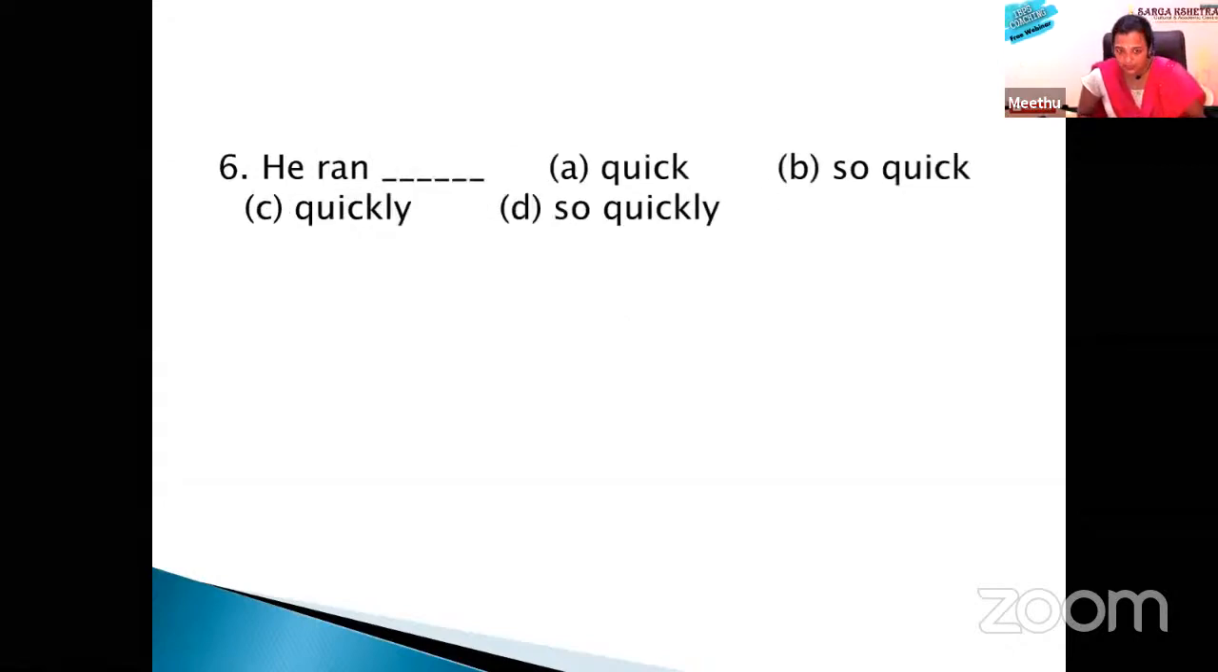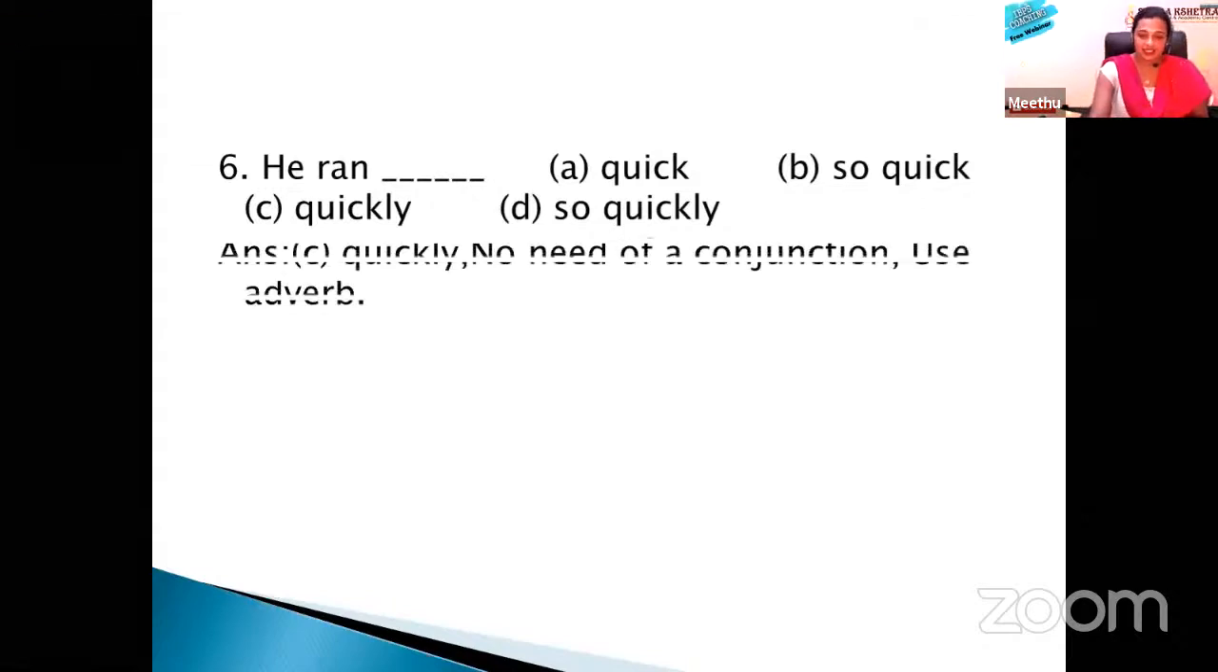Moving on to the next question. He ran dash. Option A, quick. Option B, so quick. Option C, quickly. And option D, so quickly. Just give it a try. He ran dash. I would say the correct answer is quickly.